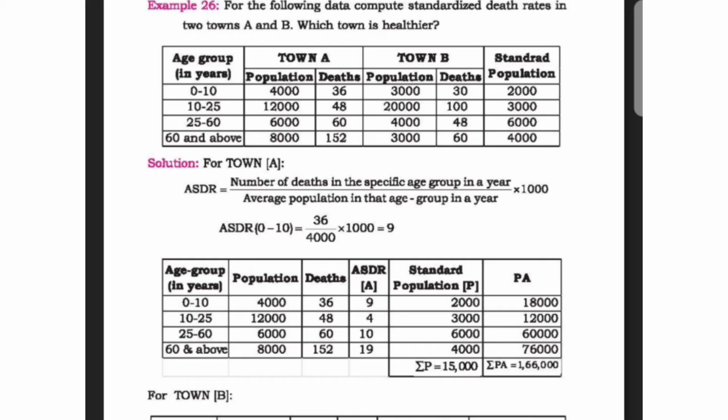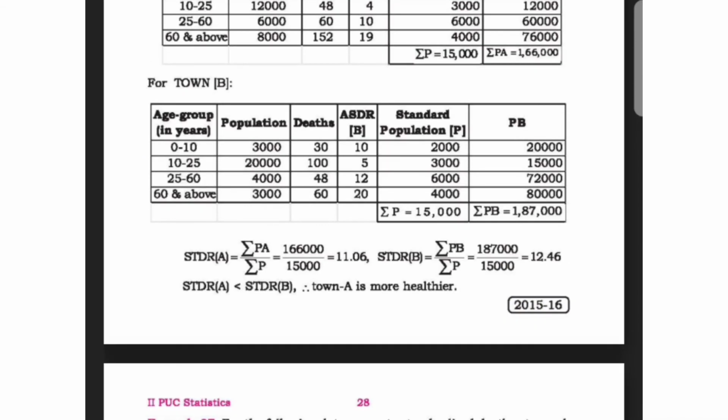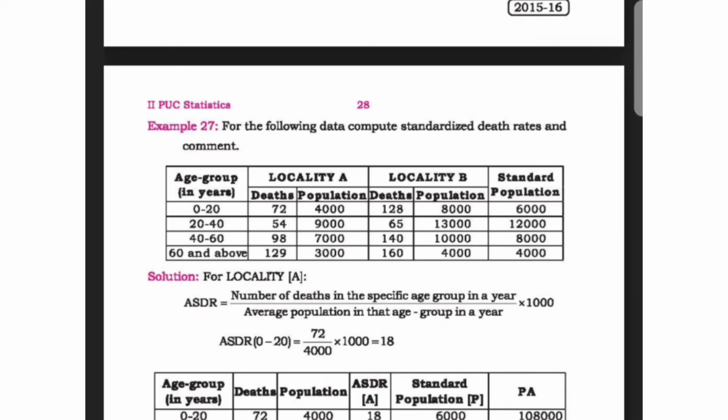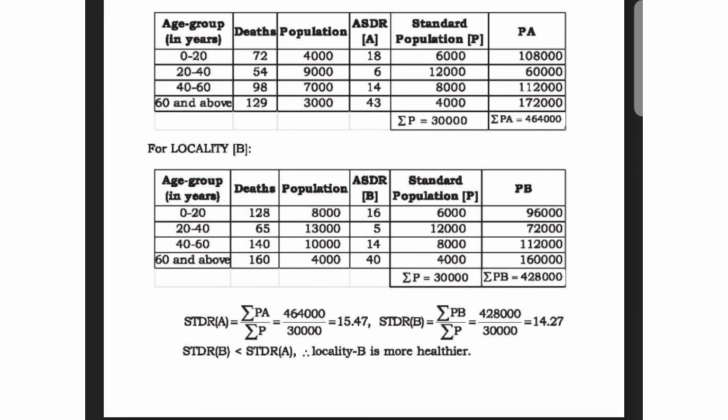That's why don't forget to write this formula and comment. If they are asking for a comment, you must write it. This is one type of STDR problem, that is 10 marks, where the standard population is given outside. Here is one more problem, where the same deaths and population are given. This is the same type of problem. Okay.